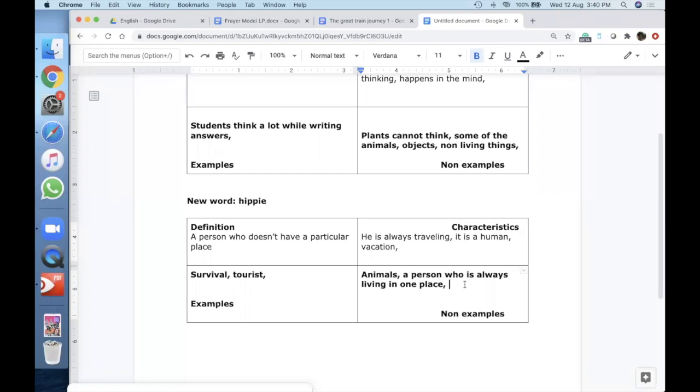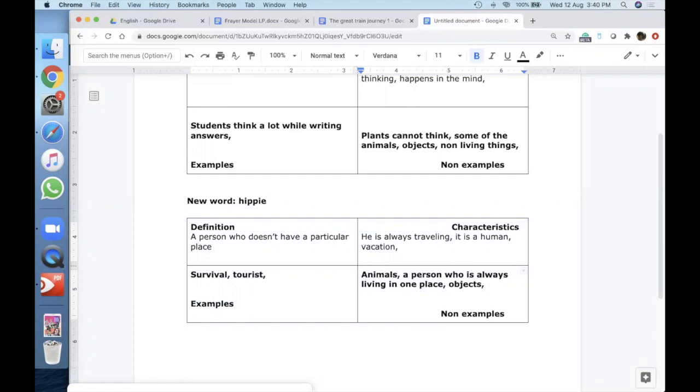Srinivas? Objects. Yeah, objects are not hippies. Why do you think objects are not hippies, Srinivas? Because they cannot move. Yes, objects cannot move from one place to the other. Also, we call hippies only human beings. So that's another reason why we don't call objects hippies.